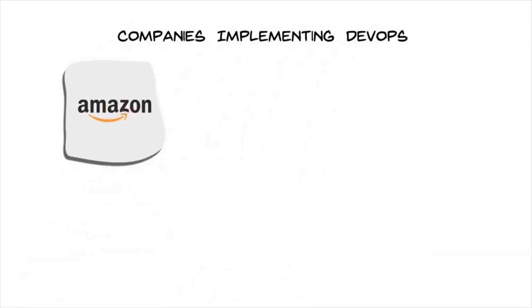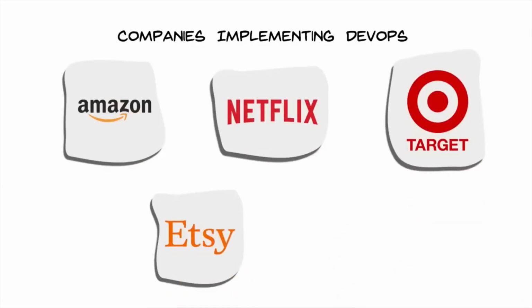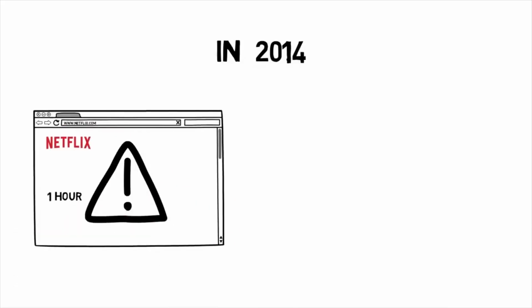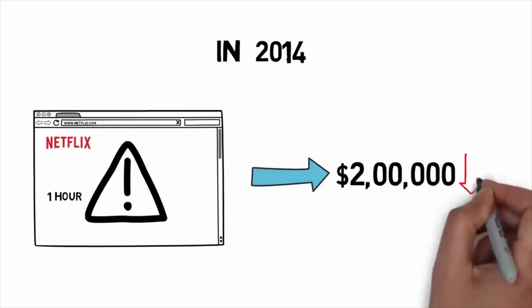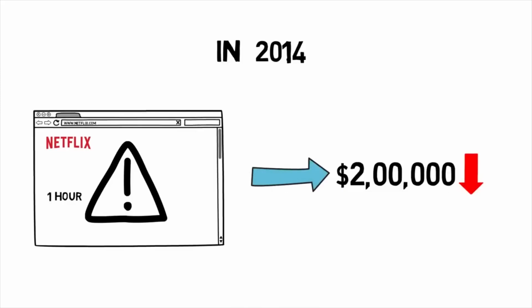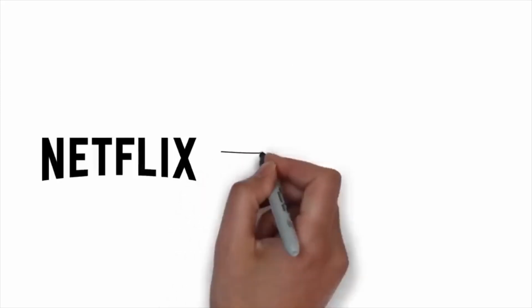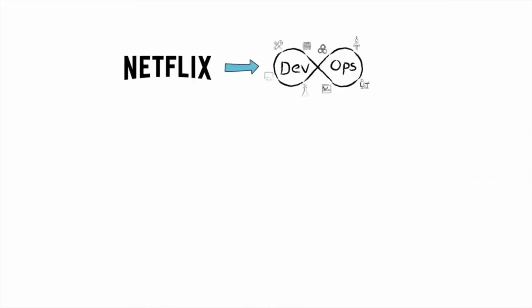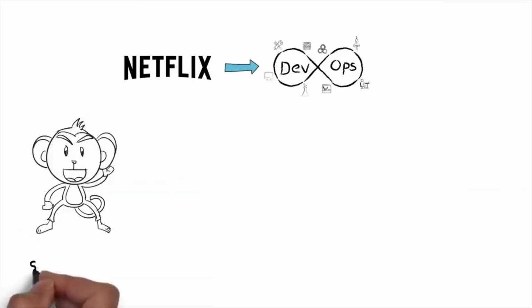Giants such as Amazon, Netflix, Target, Etsy, and Walmart have all adopted DevOps and seen a considerable increase in delivery and quality. In 2014, an hour of downtime for Netflix would cost it $200,000. It became absolutely crucial that Netflix prepared themselves for any sort of failure. And so, they took to the DevOps approach and implemented it in the most unique way. They developed a tool called the Simian Army.